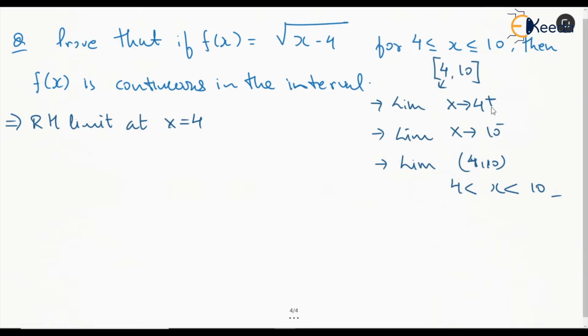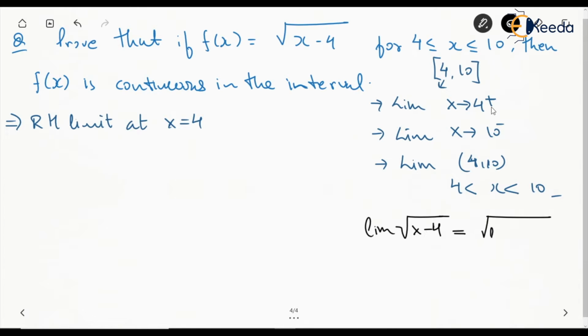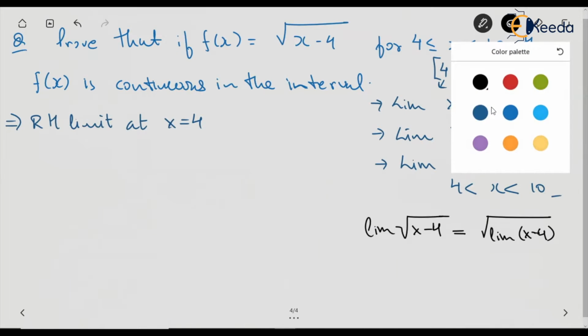We can also apply one property here, and that says the limit of x minus 4 for whatever value can be taken as under root of limit of x minus 4. That is, whatever limit we are taking for the under root of this function, we can take the under root of the limit here, right? So we'll apply that property. We have seen these properties in the theory part.